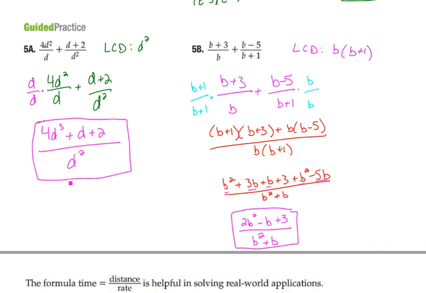5b a little trickier. I know that it looks like they have a b in common, but again, we're looking at products. This is the quantity b plus 1. That's not a product.